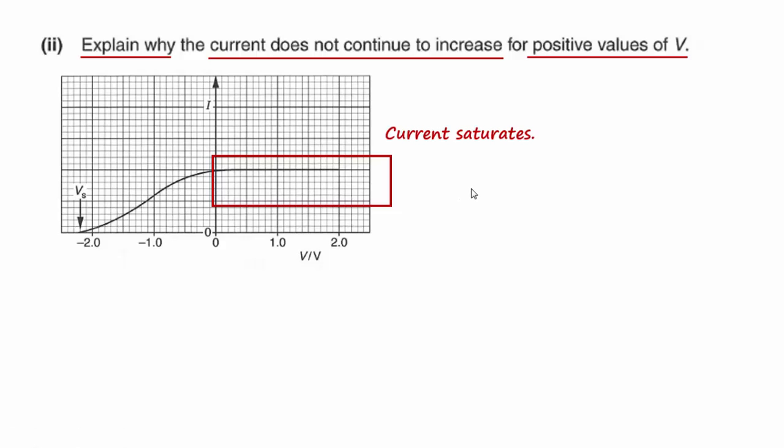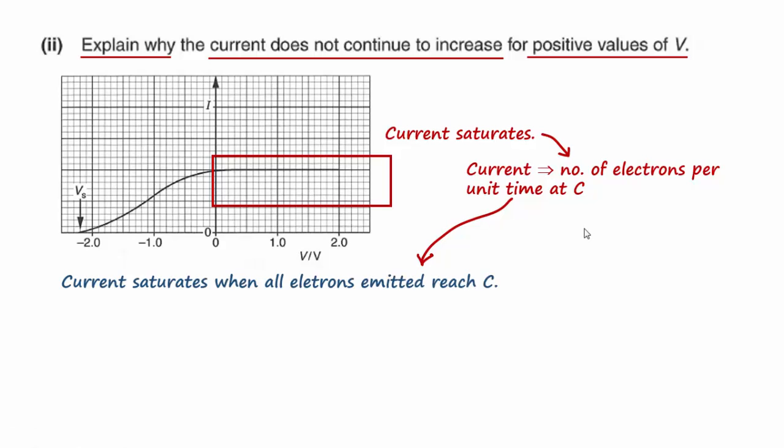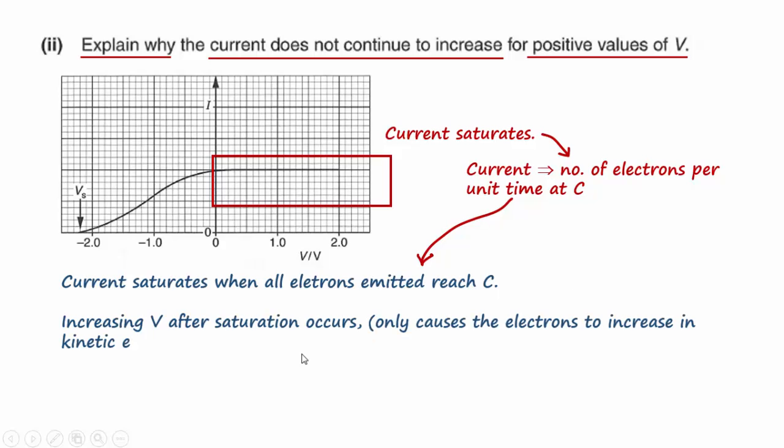We know that a current is registered based on the number of electrons collected per unit time at C. Current saturates when all the electrons emitted reach C. So what happens if we increase V after current saturates? Increasing V after the current saturates only causes the electrons to increase in kinetic energy upon reaching C.